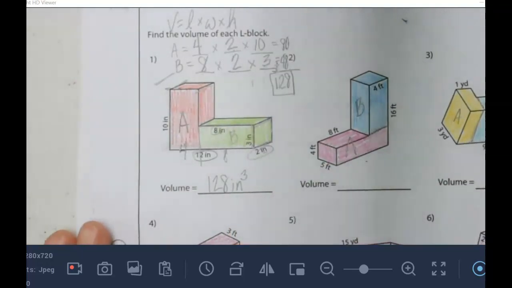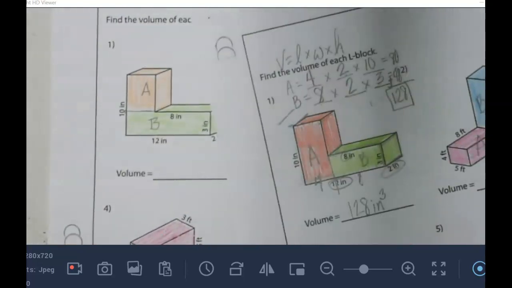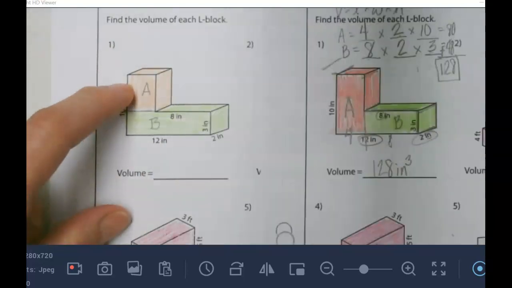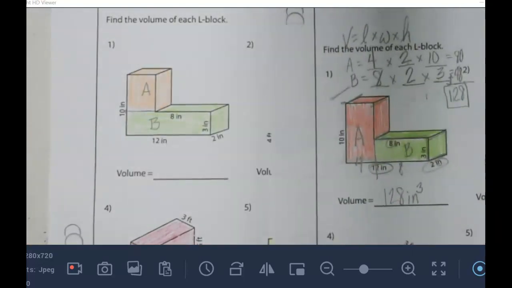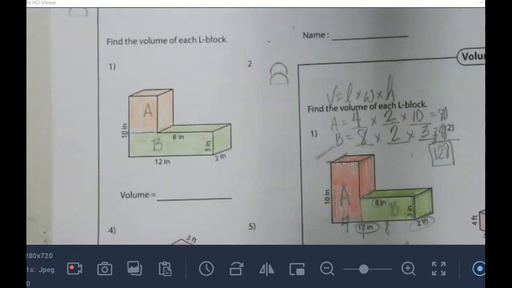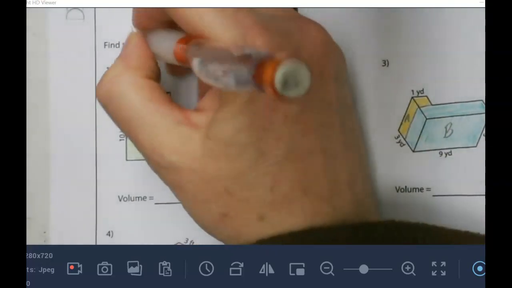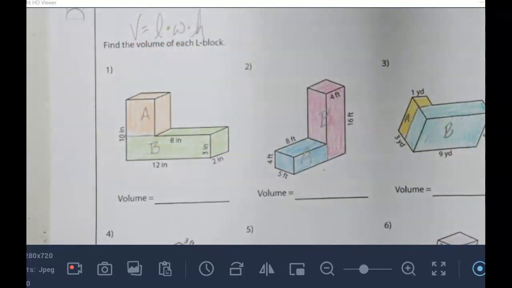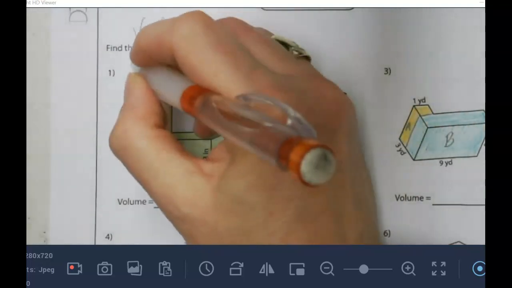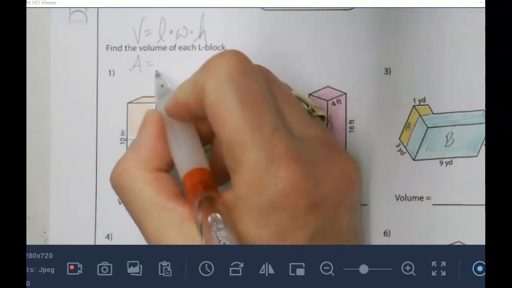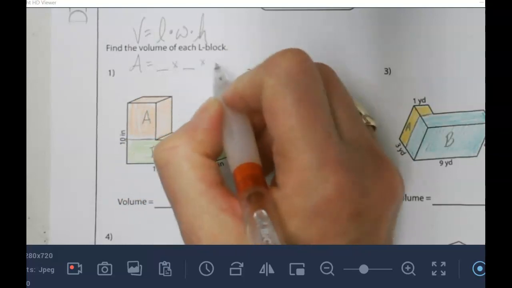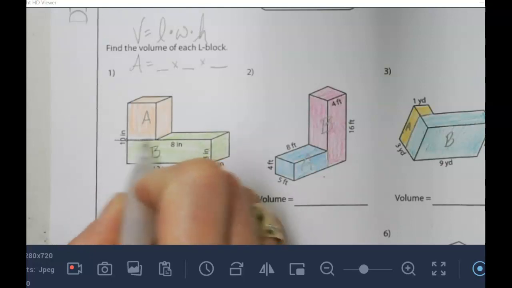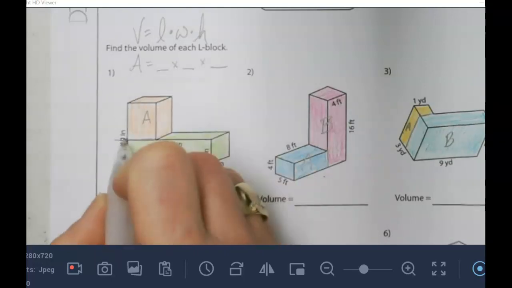Okay? Now, if you divided your shape the other way, instead of having A behind B, if you divided it A on top of B, let's work that out as well. So again, keeping in mind, volume equals length times width times height. Okay? So, shape A, I need length times width times height. So my length is here, but that 10 is chopped in half.